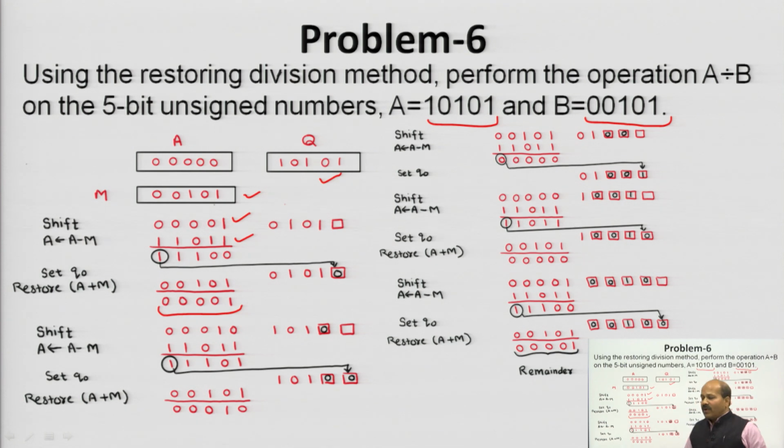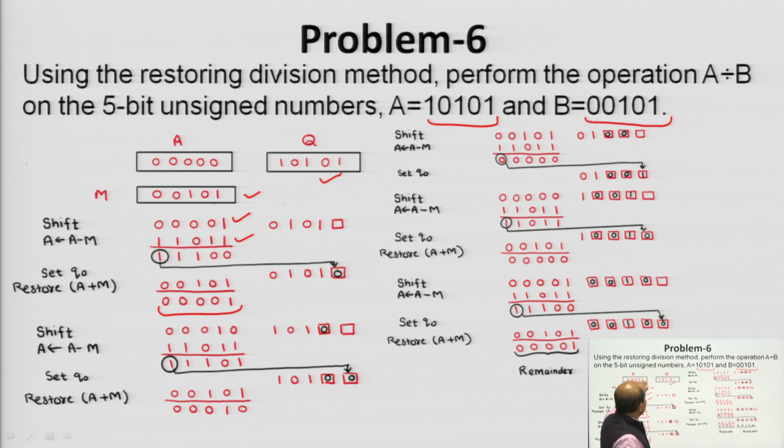In the next cycle again we will do the same operation: we will perform a left shift operation, then we will perform A equals A minus M operation, and we check if the A n minus 1 bit is 1, then we set Q naught equals 0, and if this bit is 1 we have to restore the A bits by doing the A plus M operation. So, this way we can perform the division operation, various cycles we have to perform. How many times will this operation be repeated?